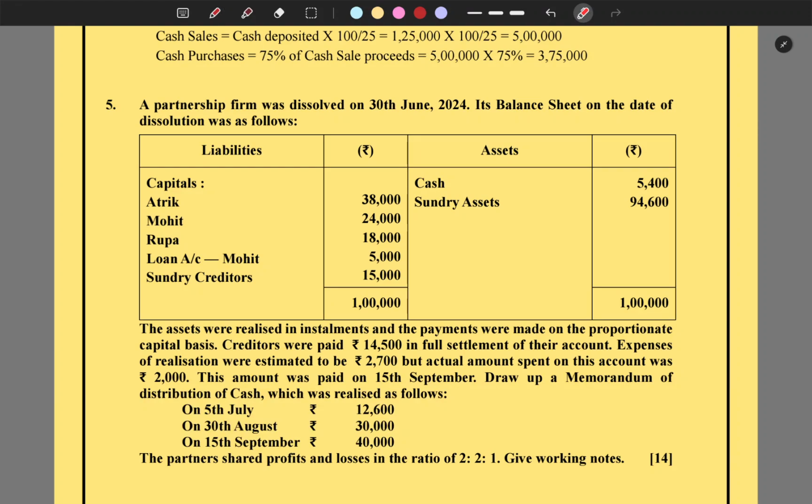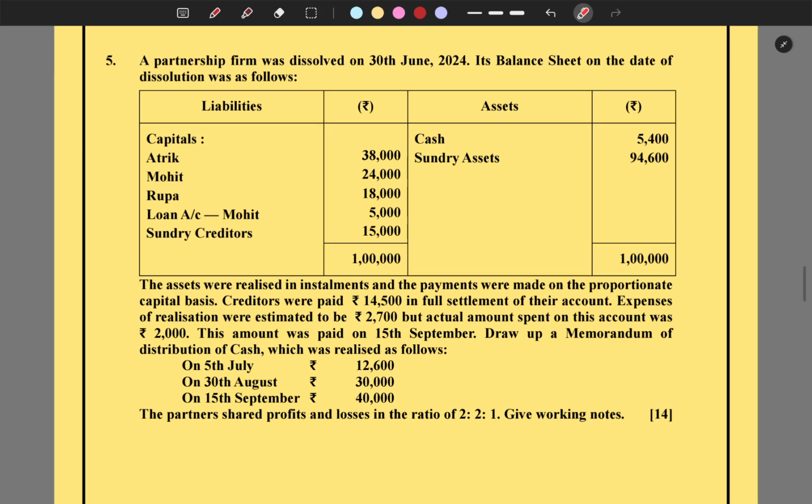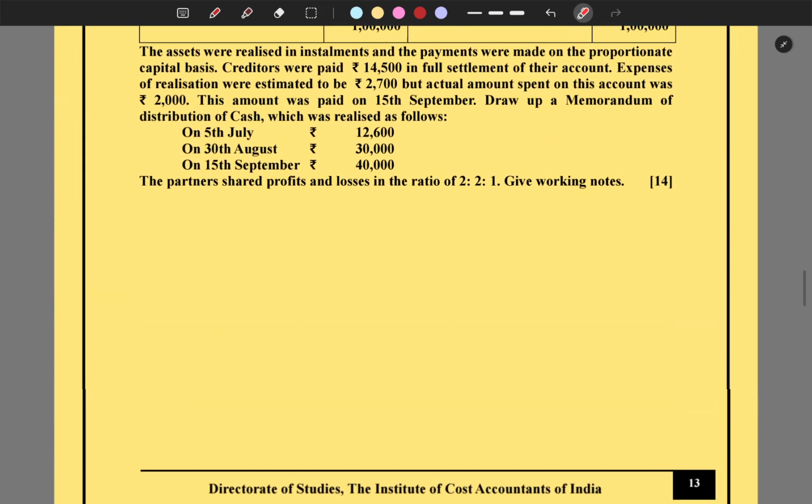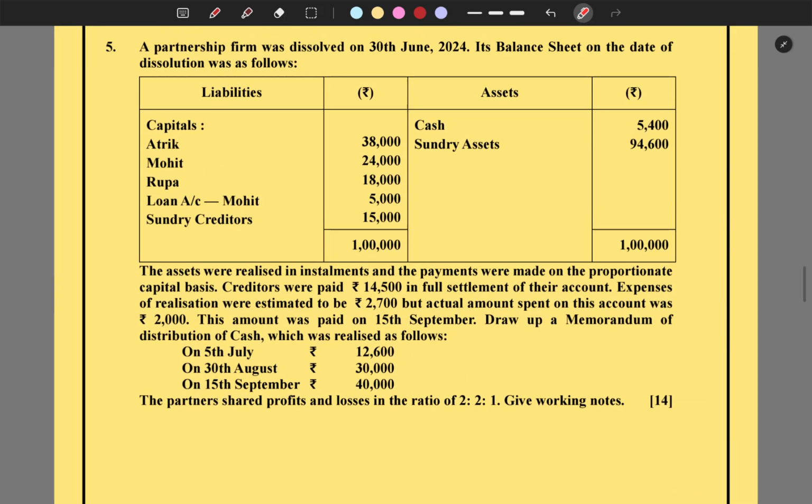Today we are going to solve a problem from partnership dissolution, and this is from piecemeal distribution. This particular concept is from the HRC method, which is the higher relative capital method. I'm just going to explain this entire problem with the solution itself.